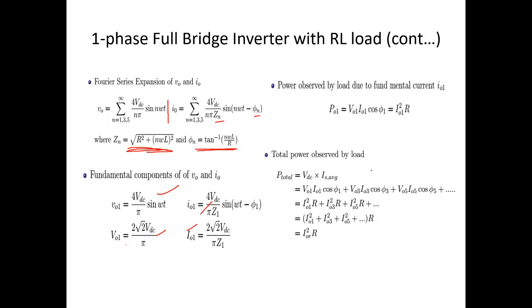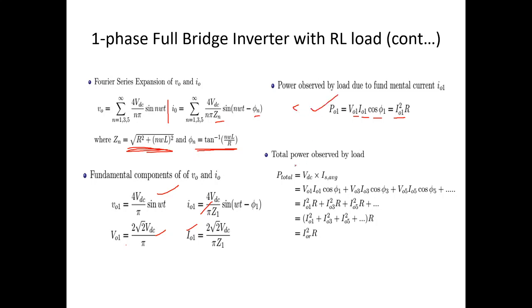Power absorbed by the load due to the fundamental component is equal to the RMS value of fundamental voltage into RMS value of fundamental current into fundamental displacement factor, which is also equal to the fundamental value of current through the load square into the resistance value of the load. So this is the power absorbed by the load due to the fundamental component.